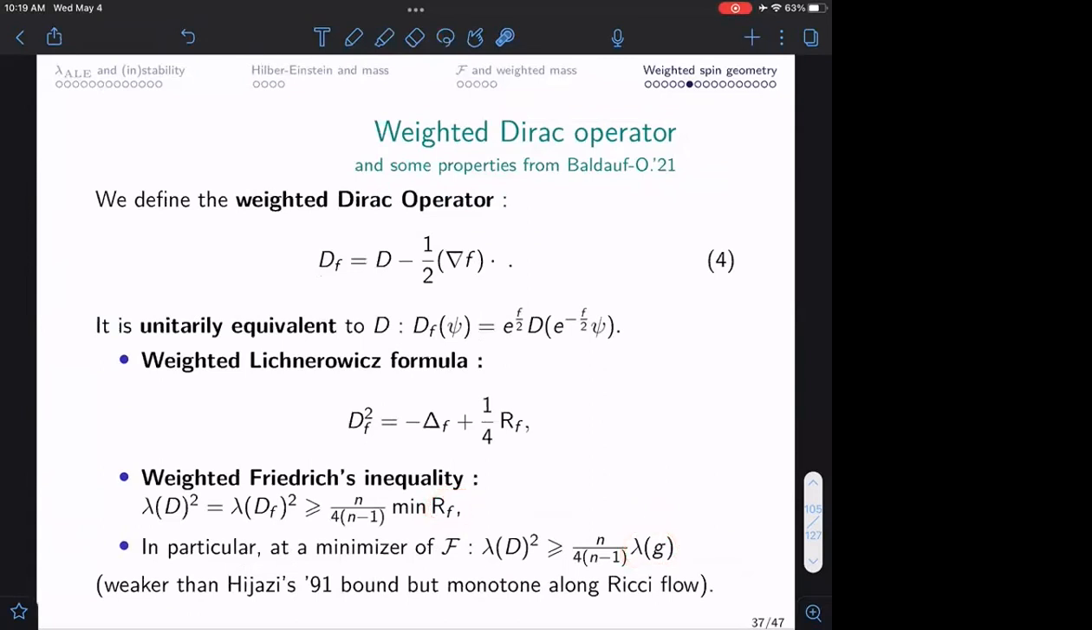Yeah, but in this weighted Friedrich's inequality, is the min of R_f typically bigger than the min of R? Yeah, always. At least if you take the minimizer, this will always be strictly larger. So you can have some negative scalar curvature somewhere, and lambda can still be very positive. So that's a strictly better inequality, but it's not as good as an older inequality of Hijazi from '91. But his inequality is not linked to Ricci flow, so we are still happy with ours, because our inequality improves along Ricci flow, and his doesn't.